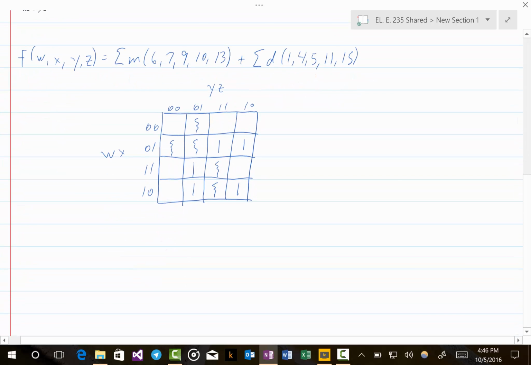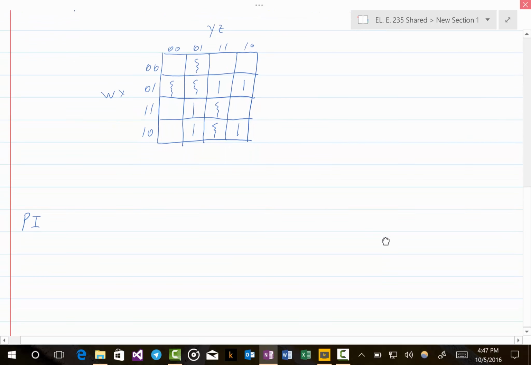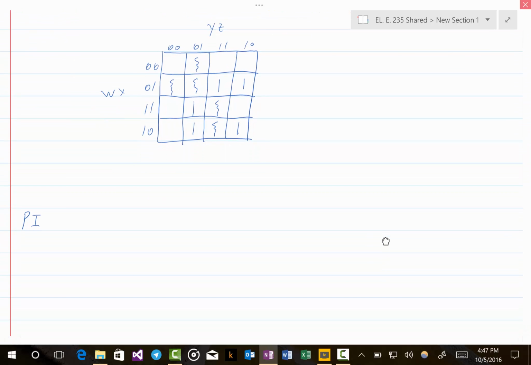So now, as usual, the next step will be to find the prime implicants. Clearly, there are no groupings of 16 one cells. So then we go to 8, and although we do have more than 8 one cells here, we don't have any rectangular grouping of 8 one cells, so that's not a possibility either. So then we go down to 4, and we have several groupings of 4 one cells. So let's look at those.